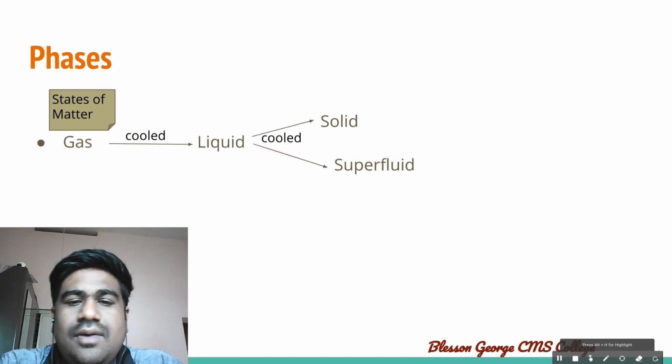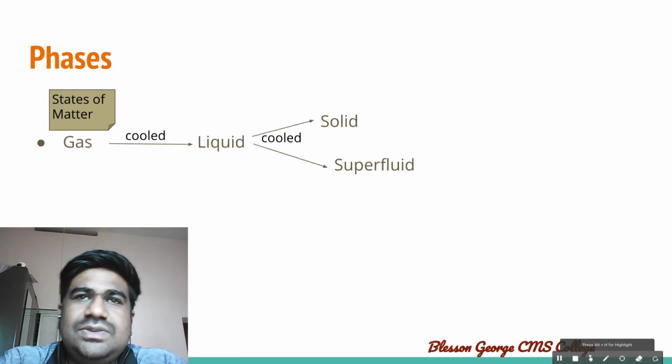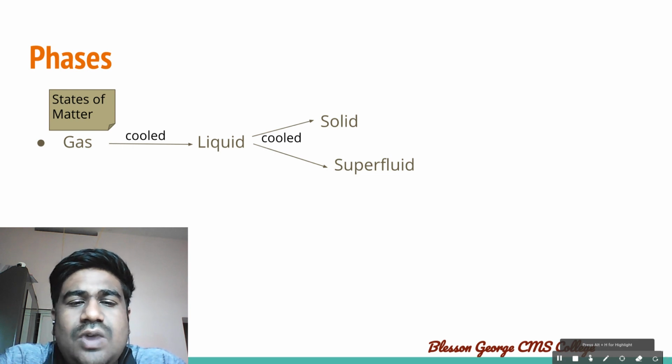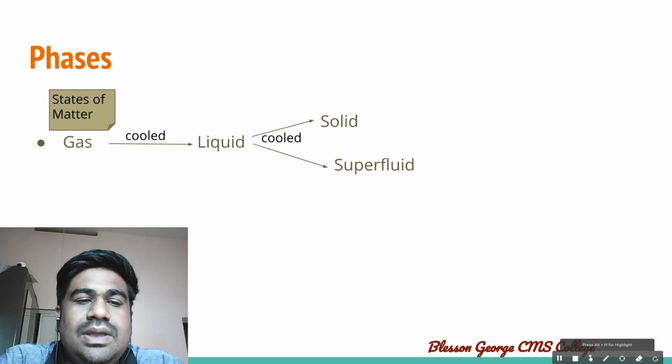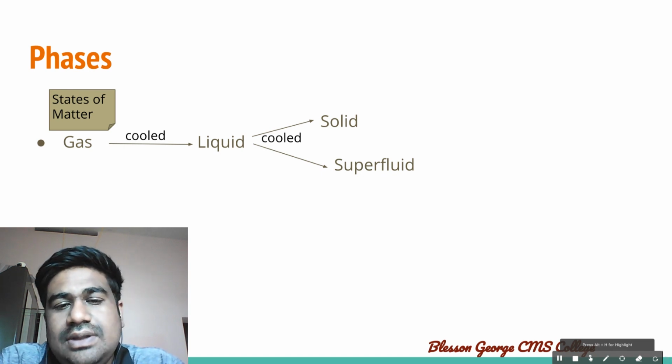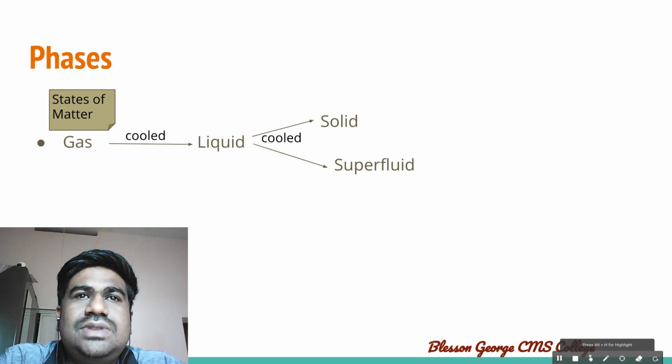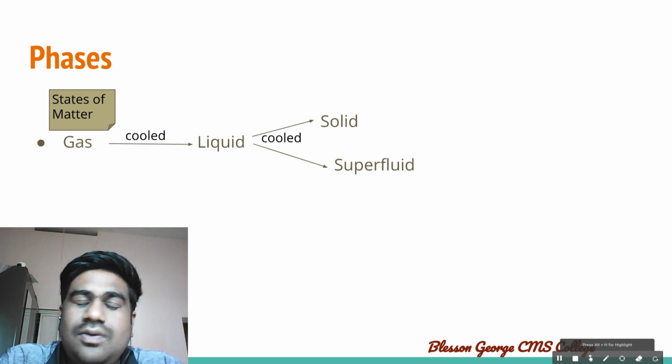So what is a phase? We know different states of matter, and the well familiar example is water. Water has different states of matter. Gas when cooled will get liquid, which when further cooled will get solid, superfluid. So these different states of matter of water are called phases.